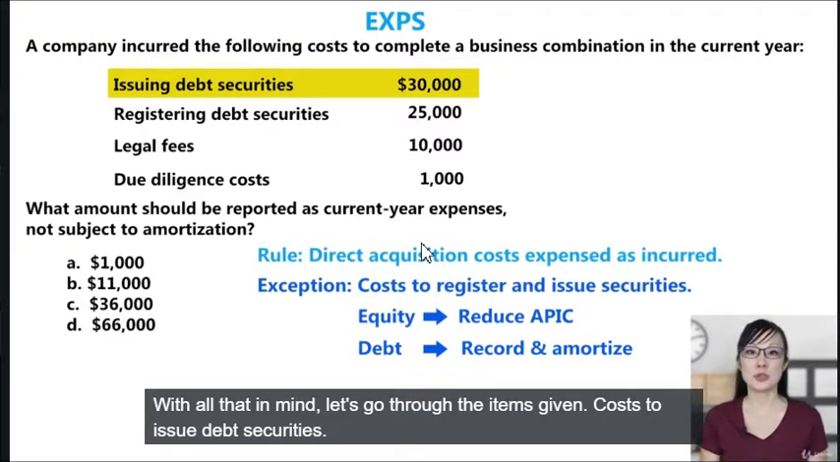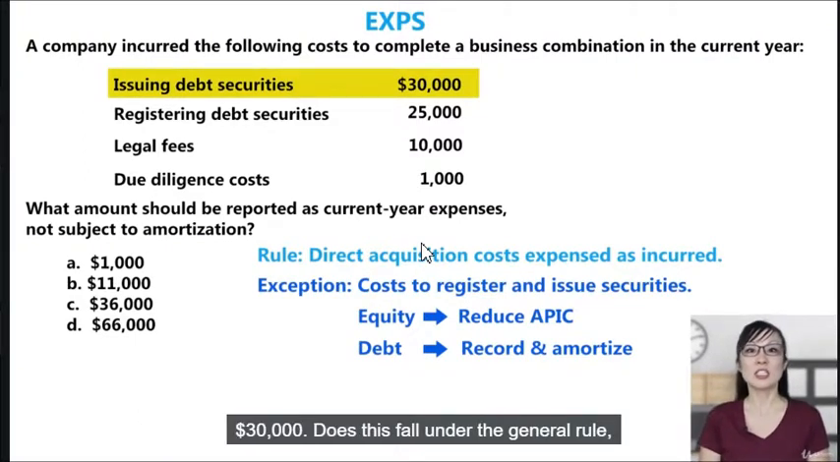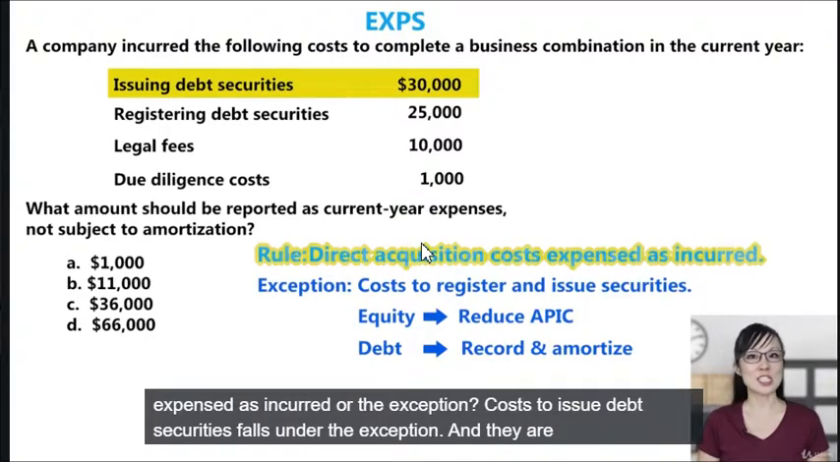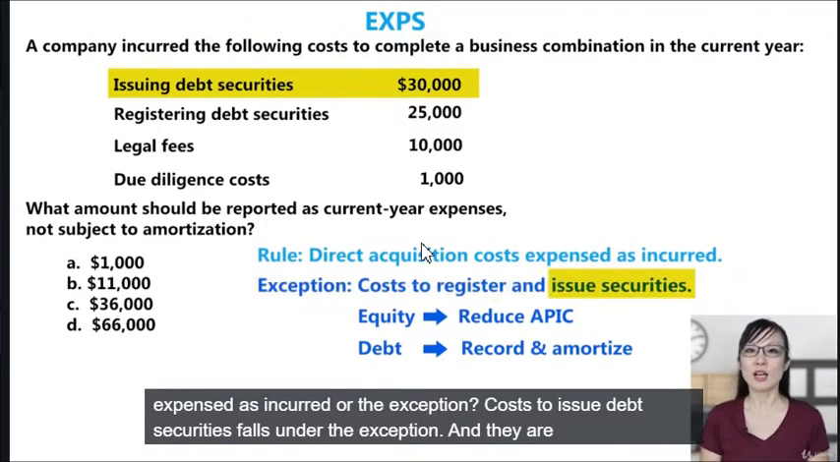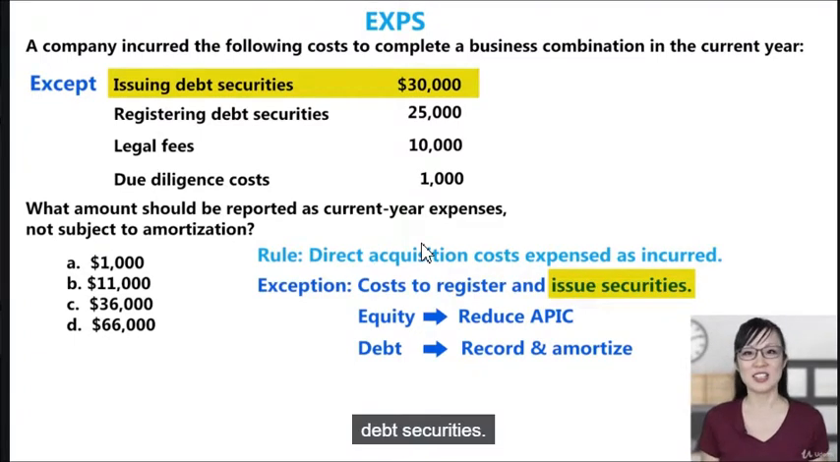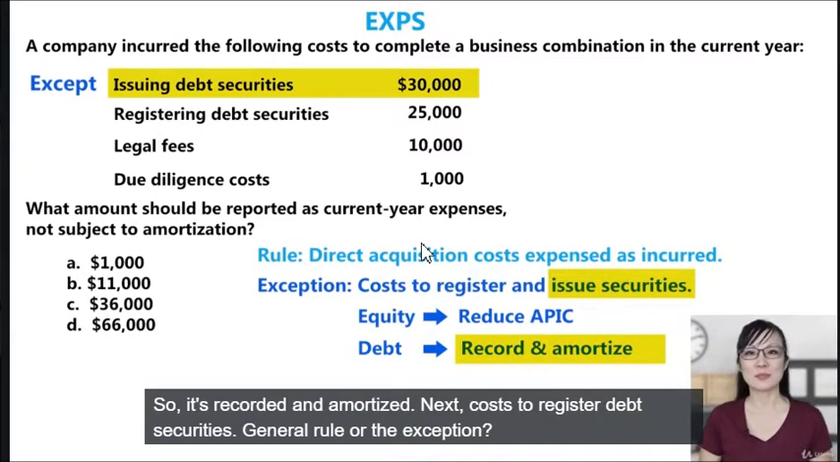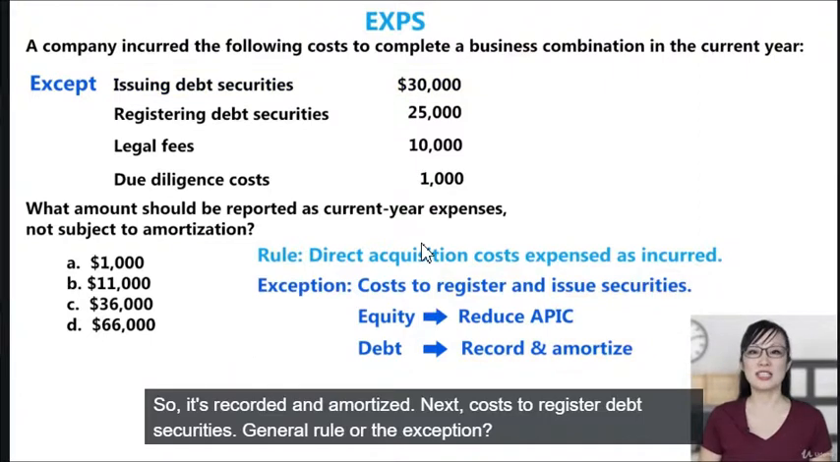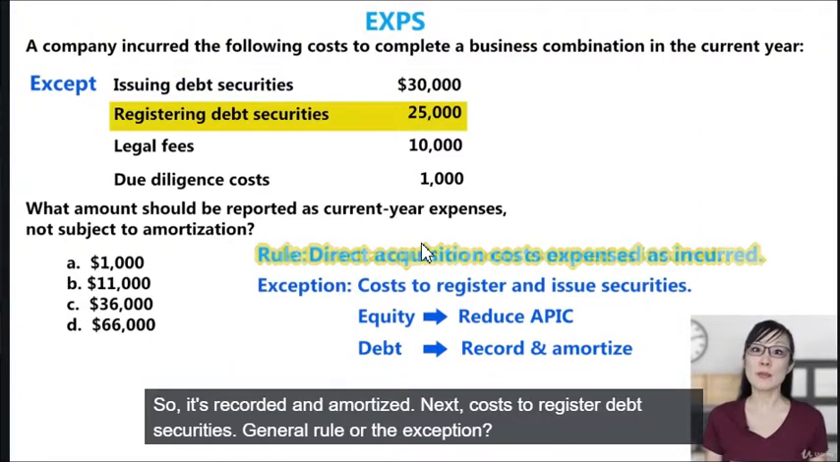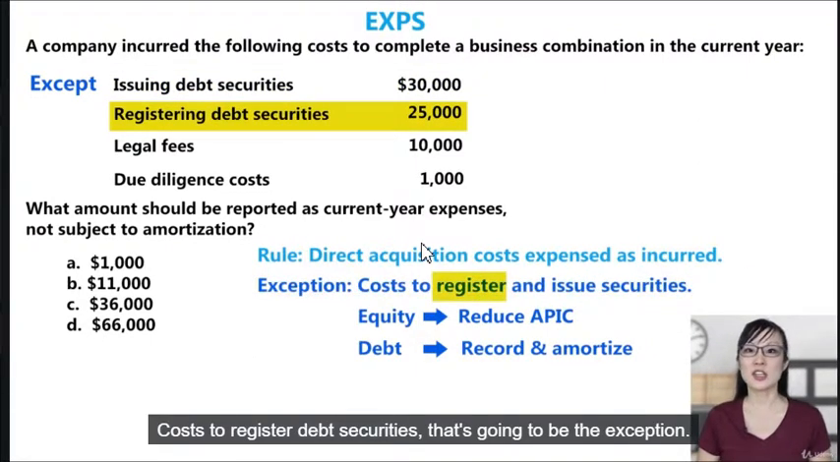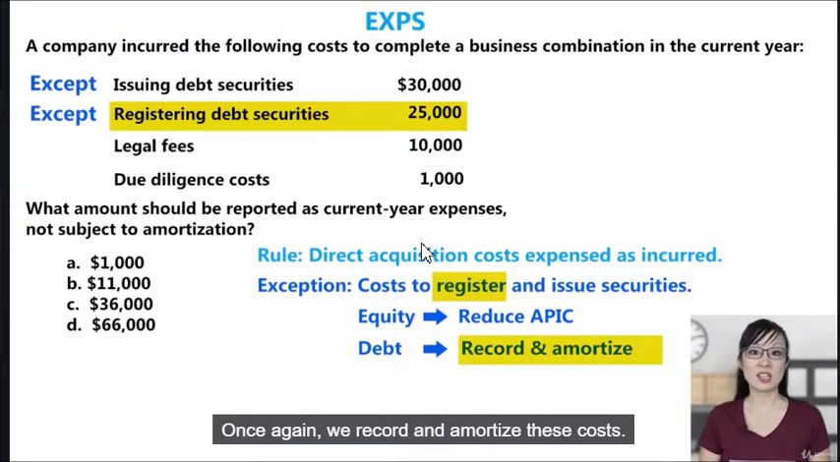Cost to issue debt securities, $30,000. Does this fall under the general rule, expense as incurred, or the exception? Cost to issue debt securities falls under the exception, and they're debt securities, so it's recorded and amortized. Next, cost to register debt securities. General rule or the exception? Cost to register debt securities, that's going to be the exception. Once again, we record and amortize these costs.